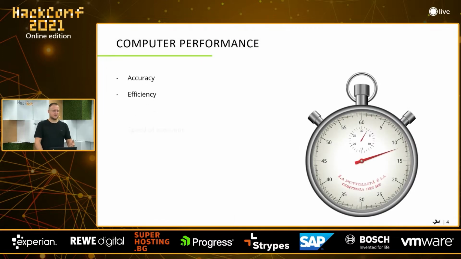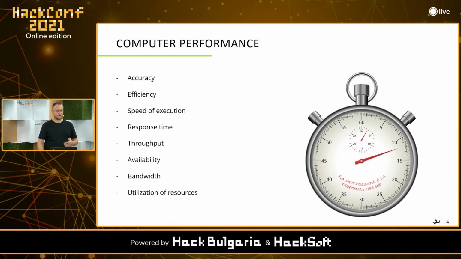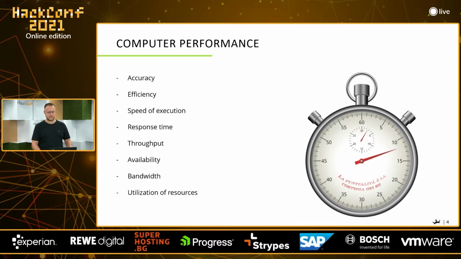So in terms of computer performance, besides the main ones, which are accuracy, efficiency, and speed of execution, we could measure performance in terms of response times, throughput, availability of the system, bandwidth, utilization of a variety of resources.